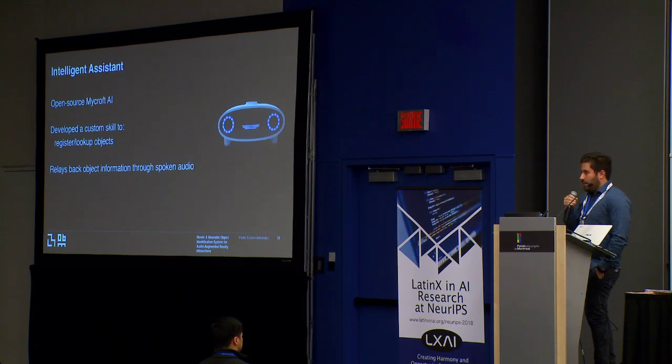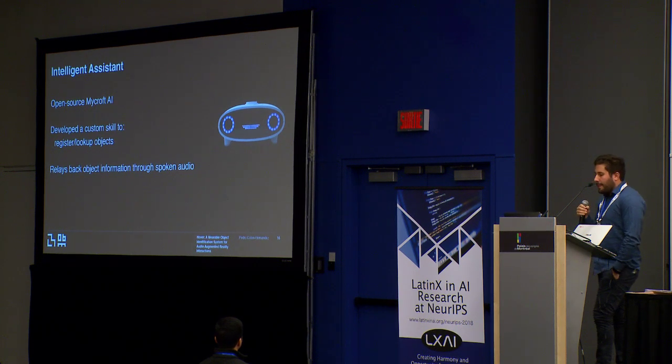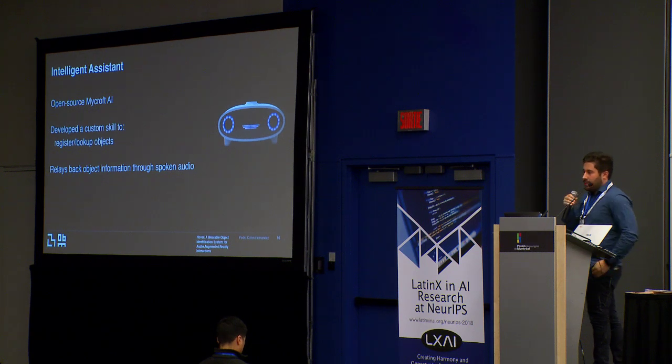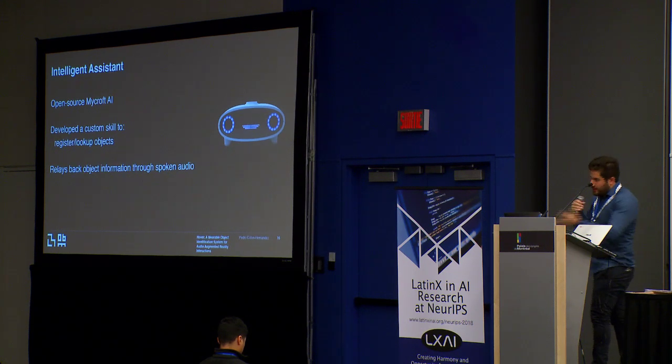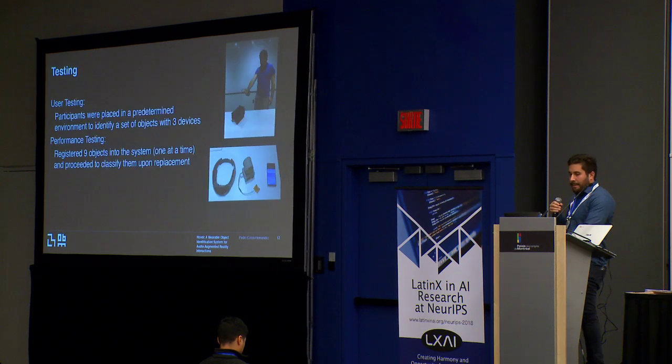So when you're registering an object into the system, Mycroft will ask you, like, oh, what is this object? And you can just tell it what it is and give it some description. And when you go and scan an object with the Hover device, it'll say, oh, this is something, and some useful information is whatever you put in.